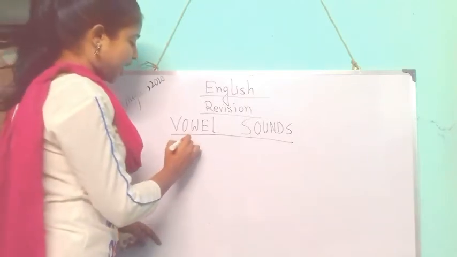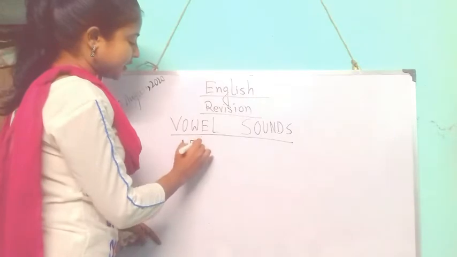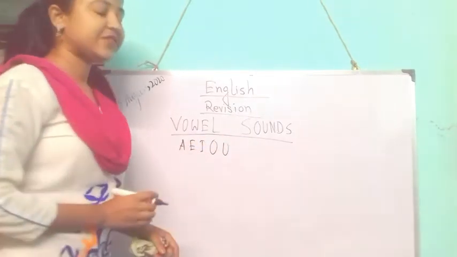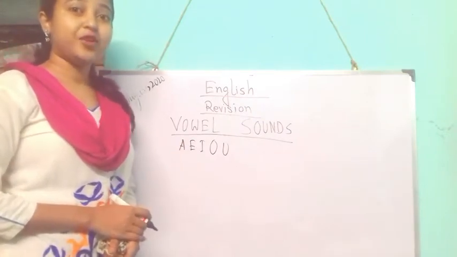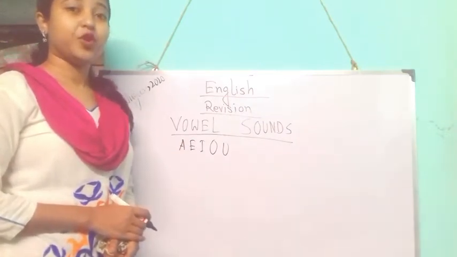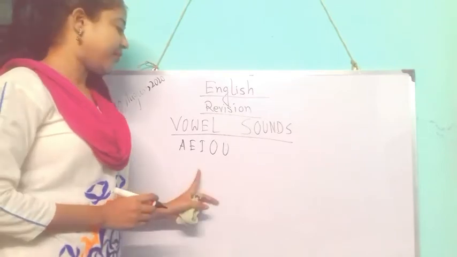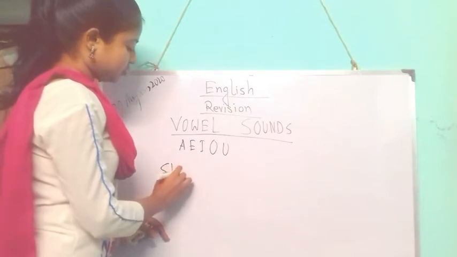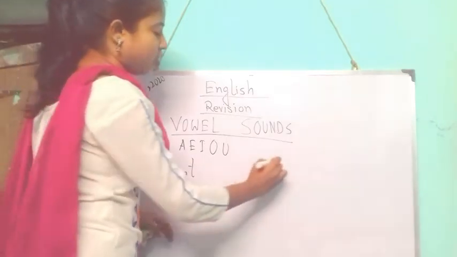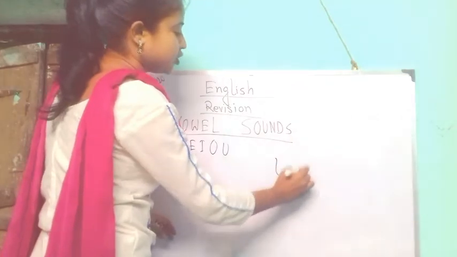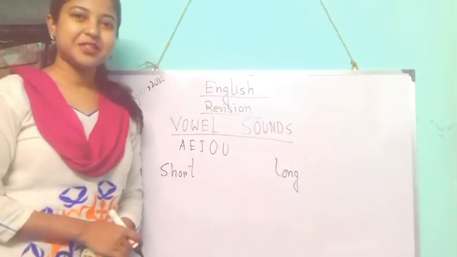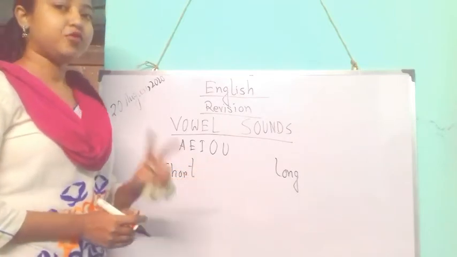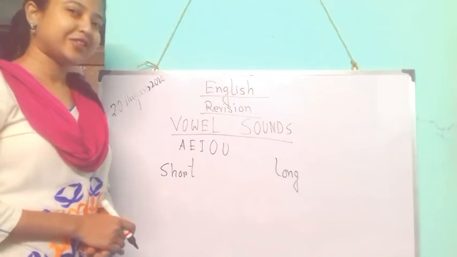See, how many vowels are there? 5 vowels. A, E, I, O and U. These 5 are our vowels. And when we read in our English book or in our phonic book about vowels, we learned about 2 types of sound. Short and long. Right? Short and long sounding sounds of these vowels. So vowels have 2 types of sound. Short sound and long sound.